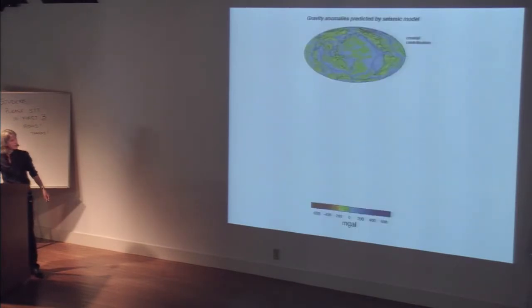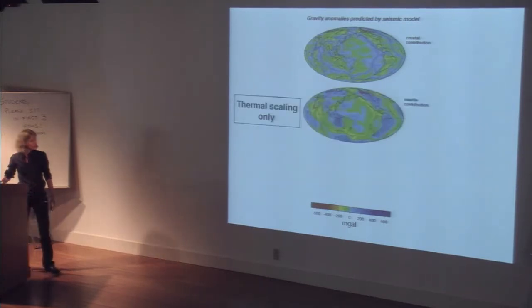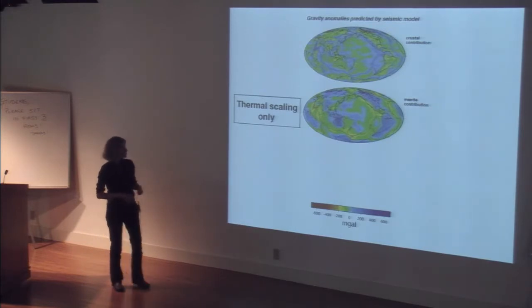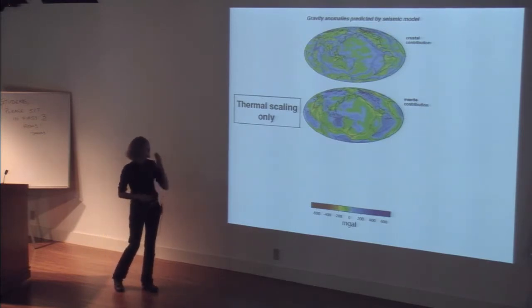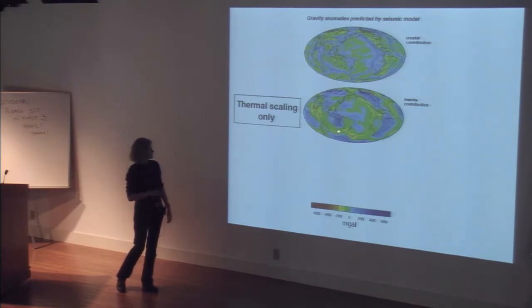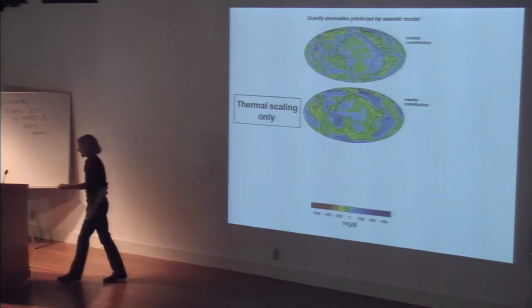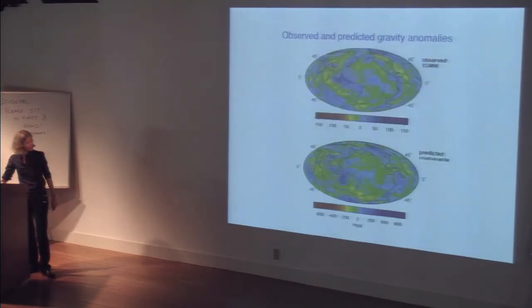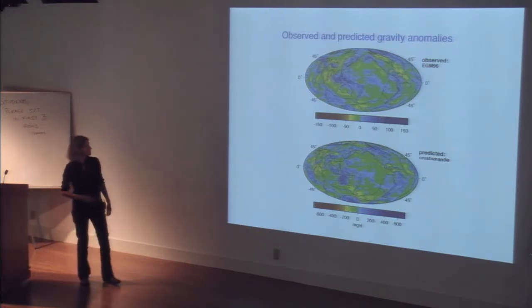We can predict the gravity field from the crustal contribution. That's just the densities from Crust 2.0. We can do the mantle contribution now using only that thermal scaling, even though I told you that it won't work in the continents. If I just say all the perturbations in the mantle are thermal, then this is the contribution. And if we add those up, there's what we get for our total predicted gravity field. And let's compare that with the observed.